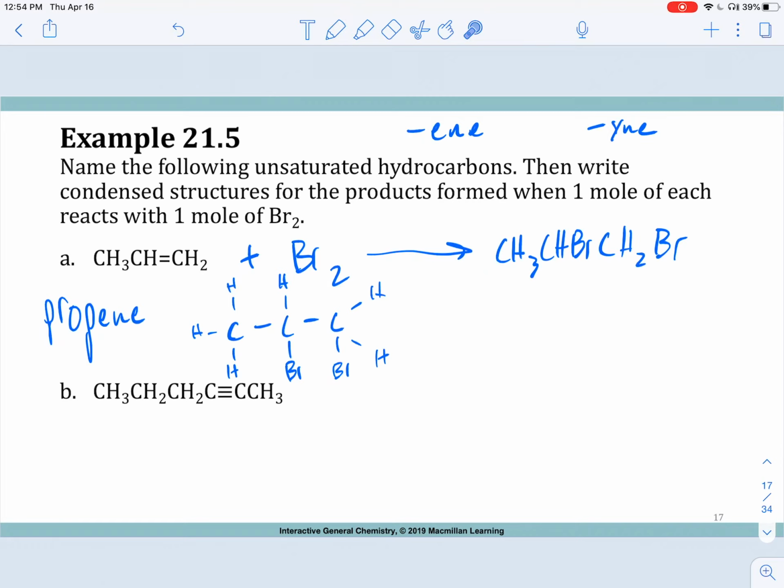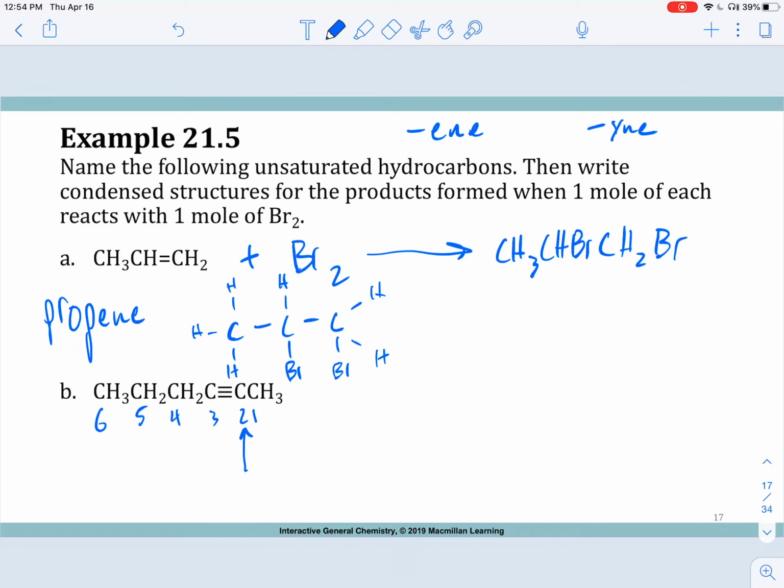Let's count how many carbons we have. 1, 2, 3, 4, 5, 6. Okay, 6. And how do we want to number this? Well, we want to start the numbering here, 1, 2, 3, to make sure that we minimize where that triple bond is going to be. So now the triple bond is at the 2 position. That's where our triple bond is going to be.